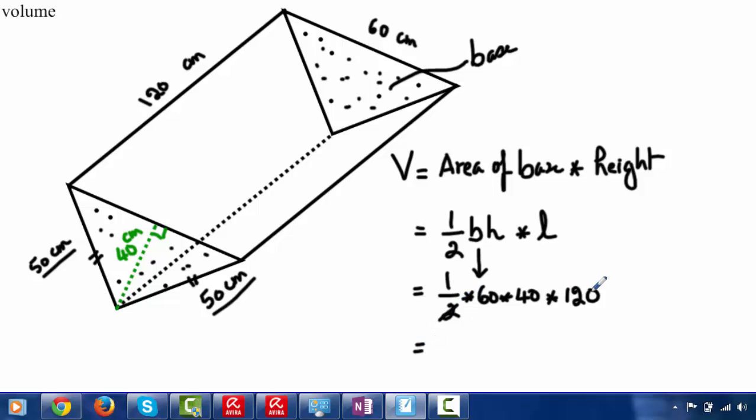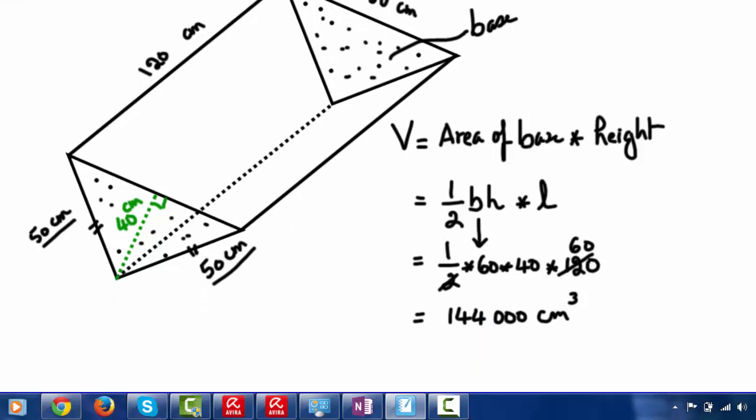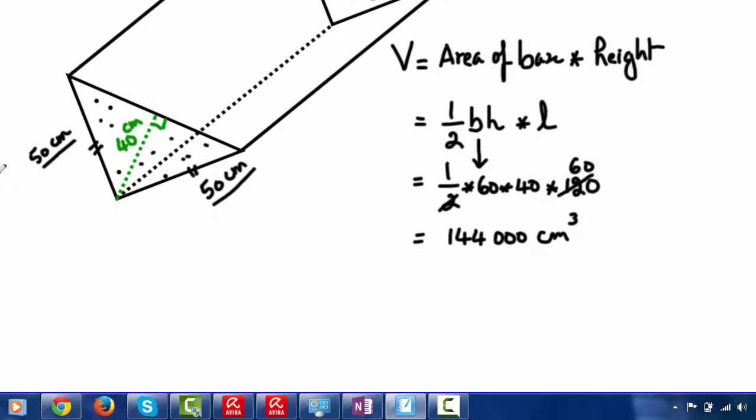Now, I can simplify the 2 with 120, so it's going to be 60. 60 times 60 times 40 is going to be 144,000 centimeter. Now be careful, cube. Why cube? Because we are finding a volume, not an area like the previous lesson. So be careful, the unit has to be centimeter cube.